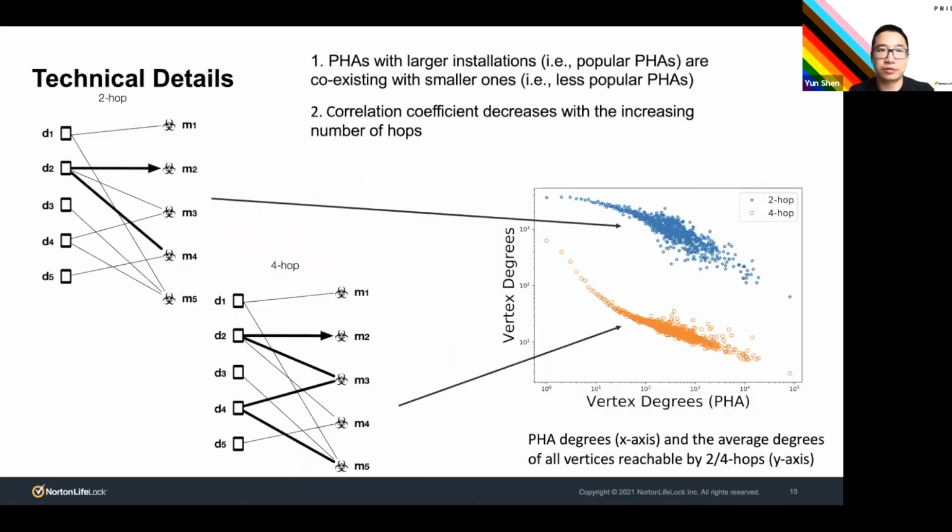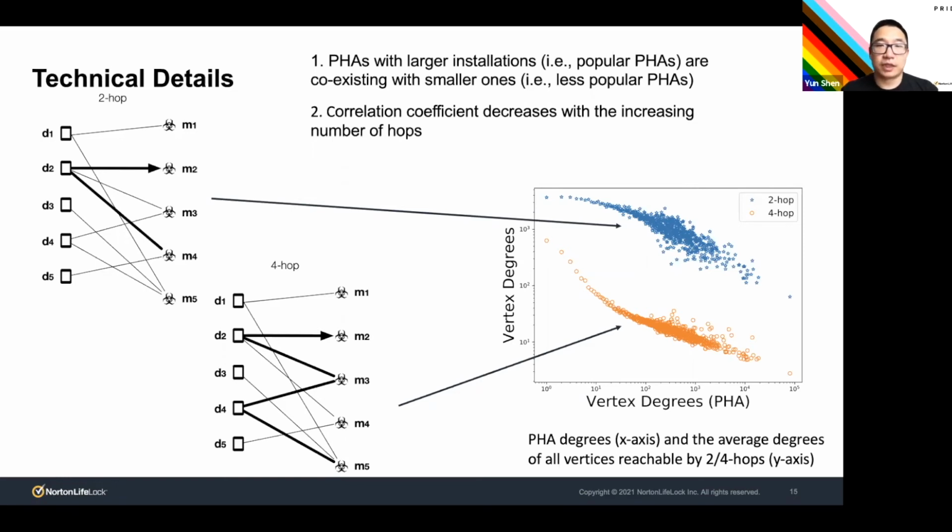But does it make sense to use random walk to model that kind of random installation behavior? So we did an analysis to understand the PHA degrees, which are the installation events, and the average degrees of all nodes reachable from these PHAs by 2 and 4 hops. If 2 hops, that means it will be hopping onto a different device just next to it. On the left-hand side, you will see the 2-hop example. And 4 hops means M5 to D4, then to M3, then to D2, then to M2. So that is 4 hops, basically a path length of 4.